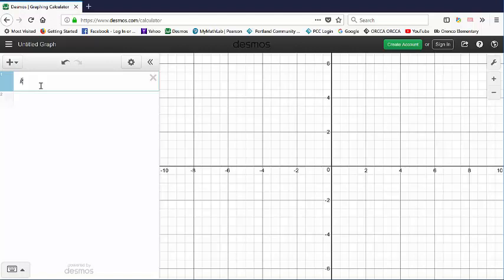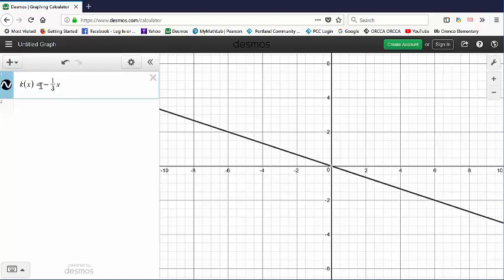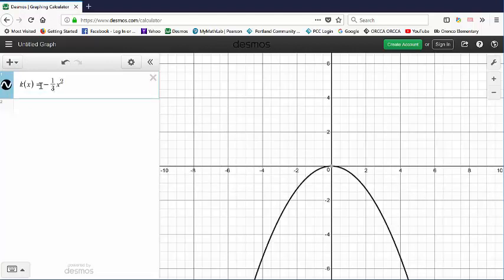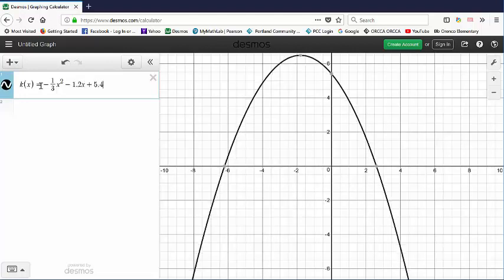So we're going to graph this function, k of x equal to negative 1/3 x squared minus 1.2x plus 5.4. Okay, so it's graphed it for us here. There are some key points that it's highlighted here. I'll highlight those more firmly in a minute. But we want to know all of those, right? The vertex, the intercepts, and so on and so forth.